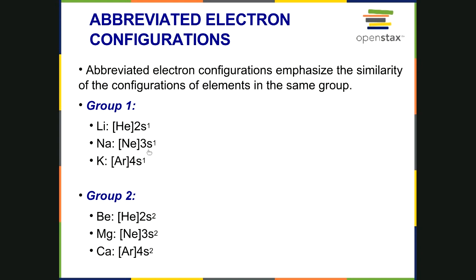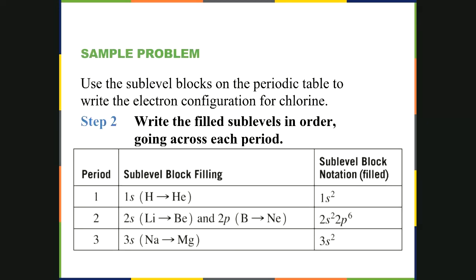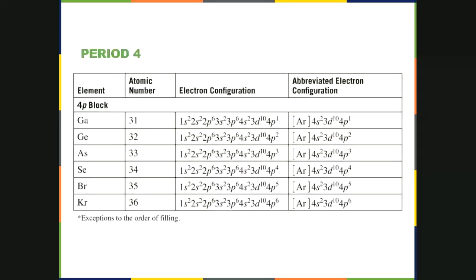So when sodium is an ion, it's just going to lose this last electron to form a plus one charge. Then it's just going to have the same electron configuration as neon. Okay, so it's going to be 1s2, 2s2, 2p6. So the electron configuration of the sodium ion is going to be the same as the electron configuration of neon.